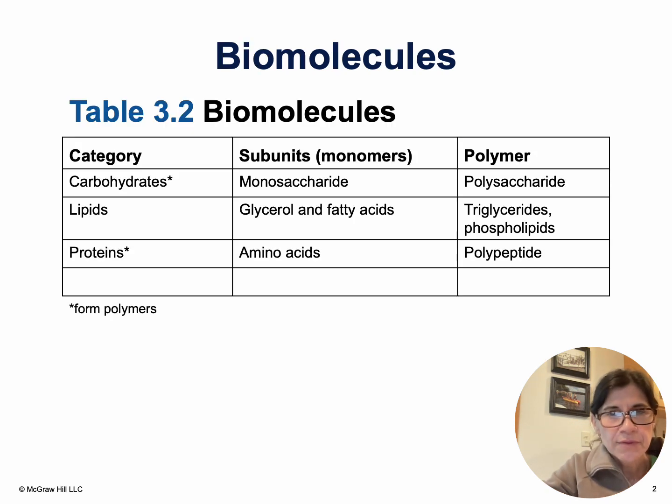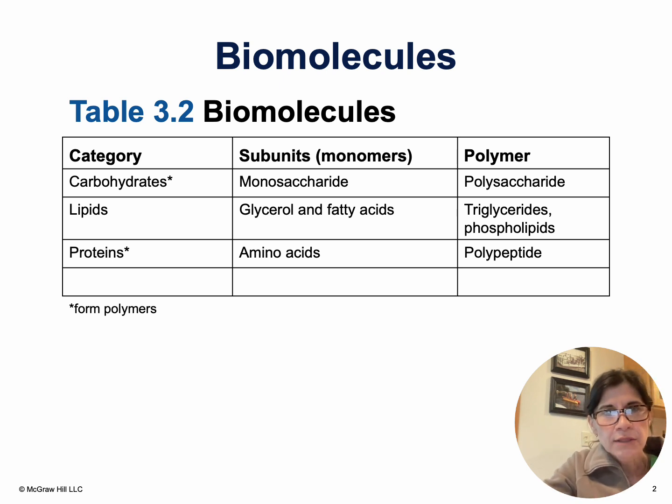Here's the table that we've looked at before, which talks about all the different biomolecules on the left. We've talked about carbohydrates, lipids, now we're on proteins. The subunit or the monomer, the building block, is an amino acid. The polymer, the larger molecule, is a polypeptide.